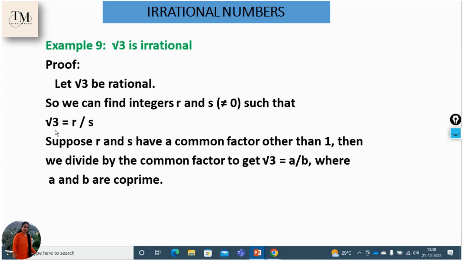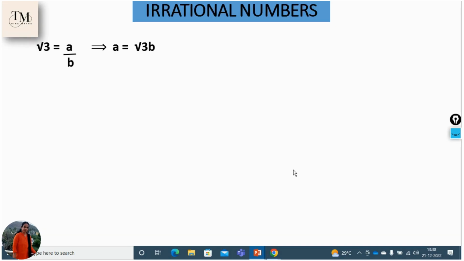Rational number means we can write it as r by s. Suppose r and s have a common factor other than 1. So we can divide by the common factor and we get root 3 is equal to a by b, where a and b will be co-prime. Okay. So root 3 is equal to a by b. Then when b comes to the left hand side, we get a is equal to root 3 b.